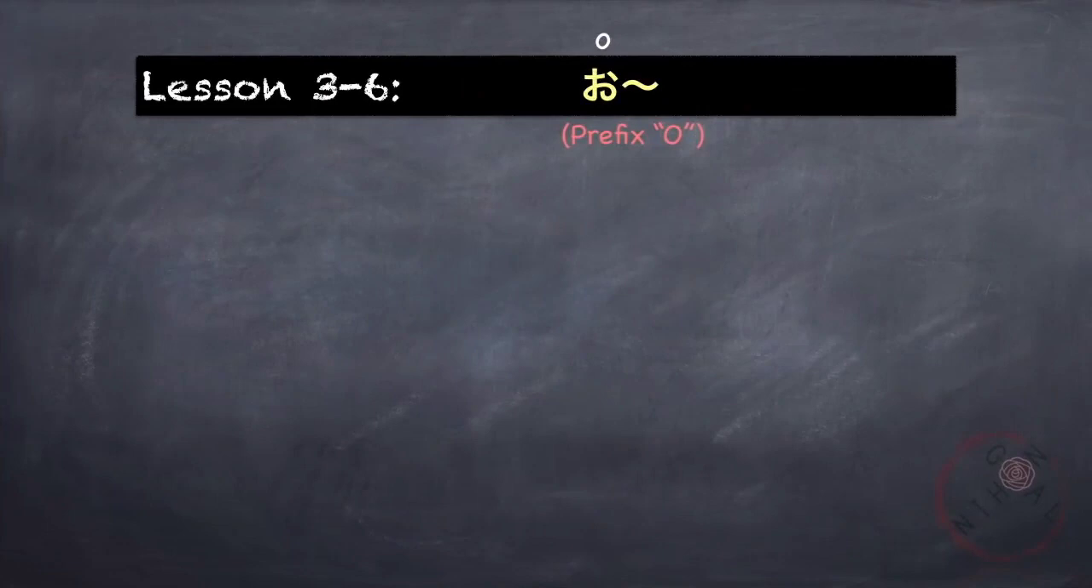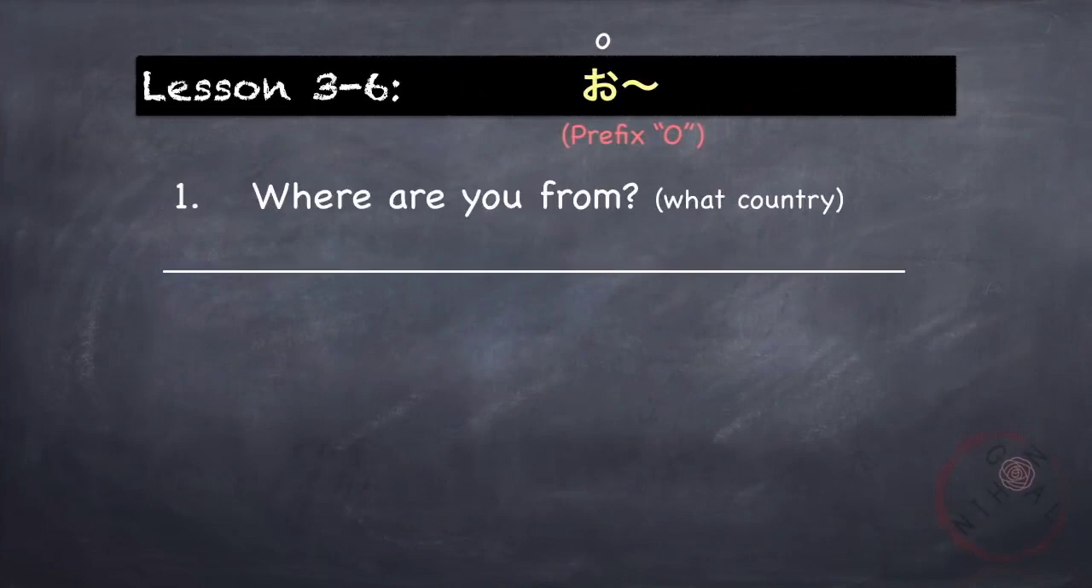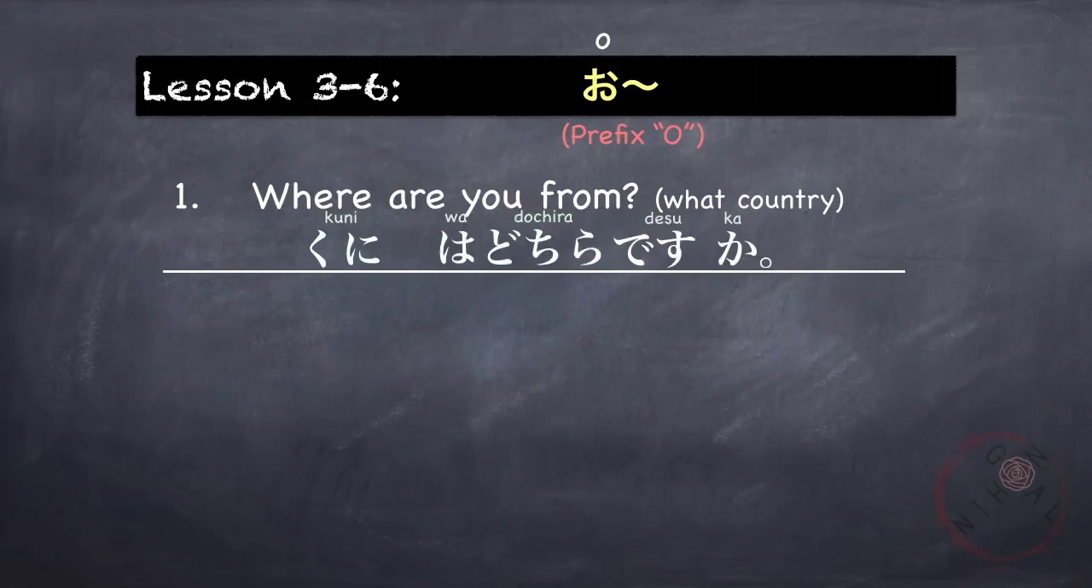Lastly, the prefix o, which shows politeness. For example, where are you from? Or what country are you from? So we've learned how to say this sentence, which is N1 wa doko desu ka? Kuni wa dochira desu ka? So dochira is the polite way of saying doko. If we want to be more polite, we add o before the word kuni. O kuni wa dochira desu ka?